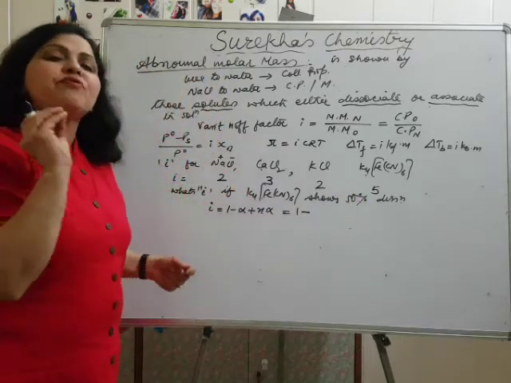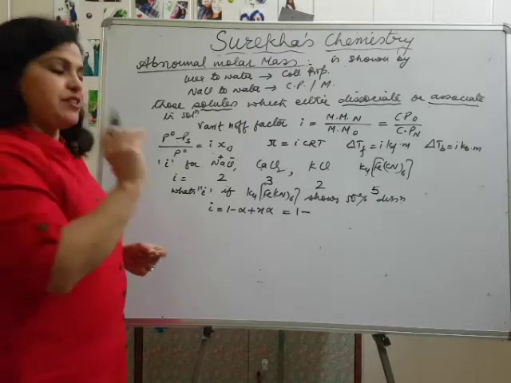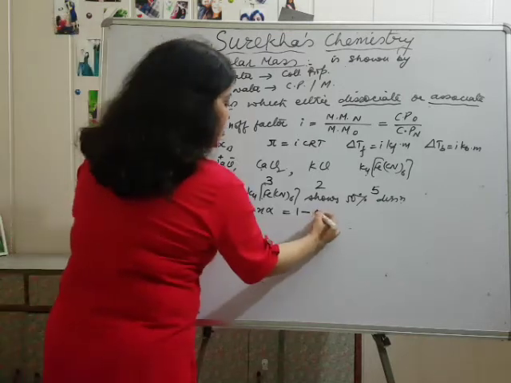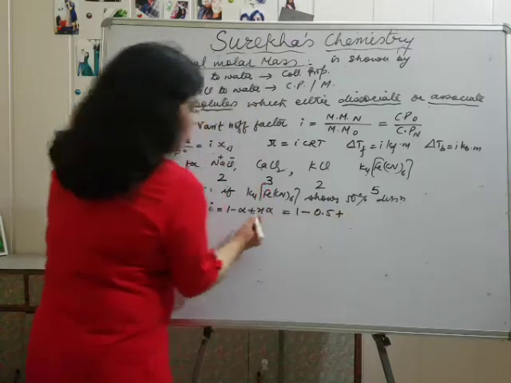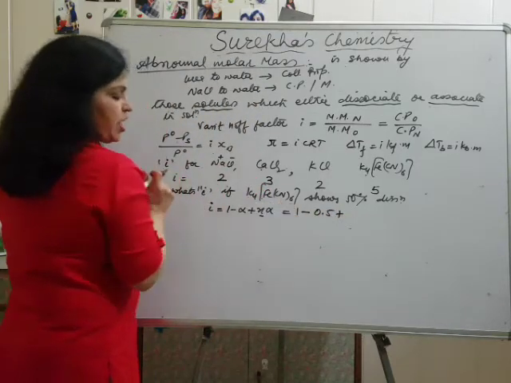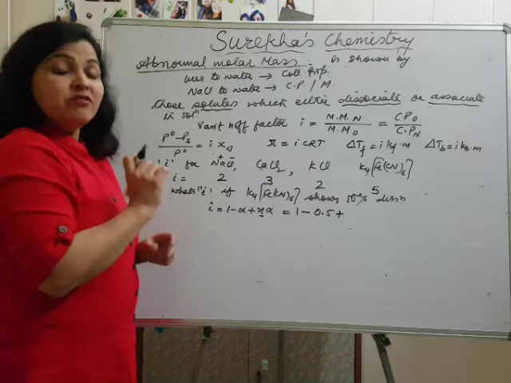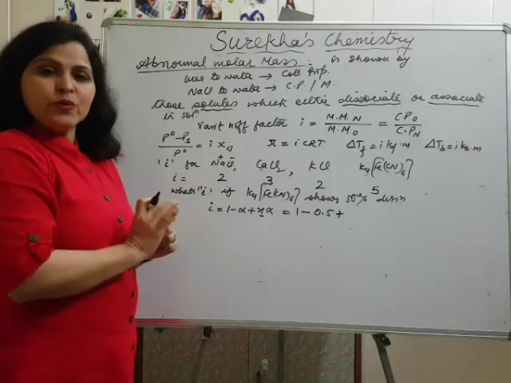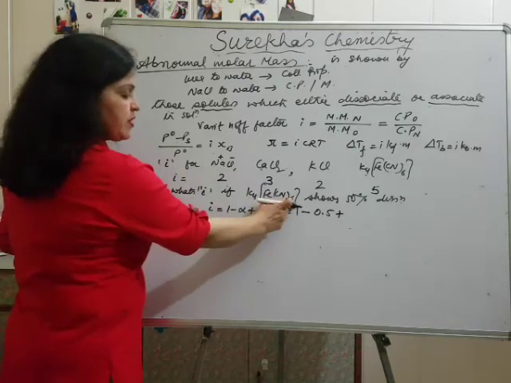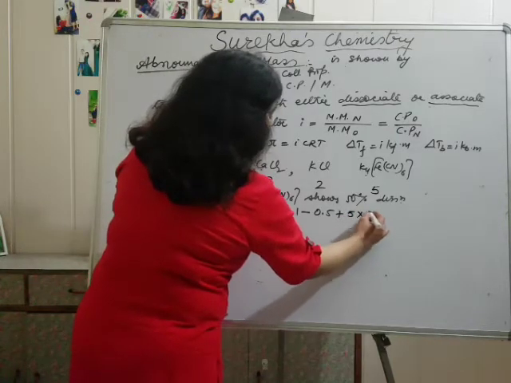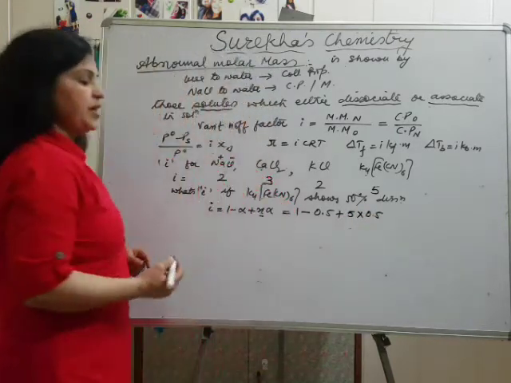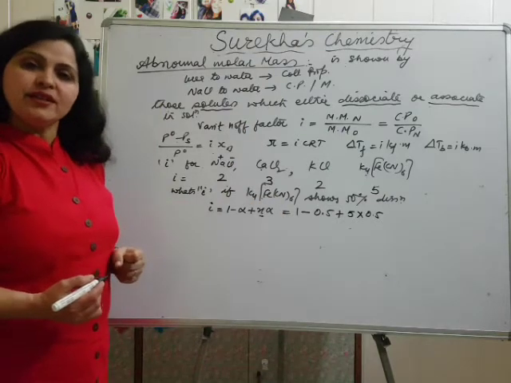50% means 50 by 100 means 0.5. So alpha की value है 0.5. What is n here? The number of ions in the given formula, which it will furnish in aqueous solution. So 4 plus 1, 5. So value of n is 5, into alpha is 0.5. Right? तो हम i की value calculate कर लेंगे.